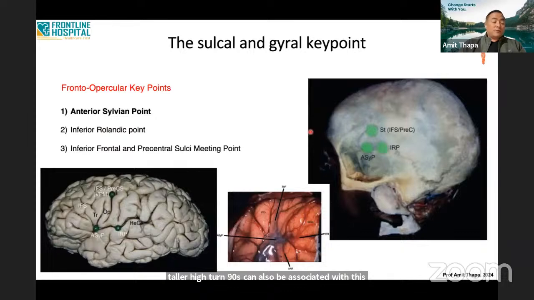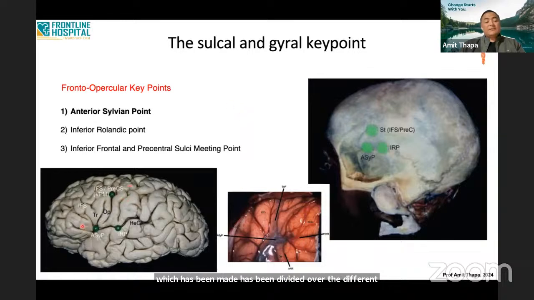Now, Rivas has in his talk spoken about his key work on the sulcal and gyral key points, and I want to highlight this aspect here because this is very important for surgical planning. These key sulcal and gyral points have been divided over the different cerebral surfaces. The frontal opercular key point is basically the workhorse of all the neurosurgery we do from the frontotemporal craniotomy, and it is based on these key points.